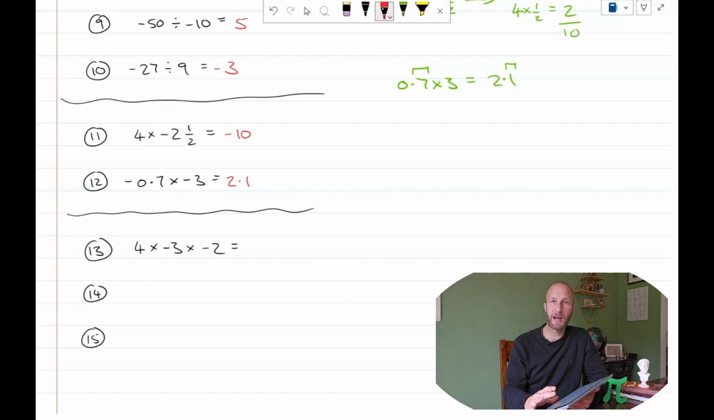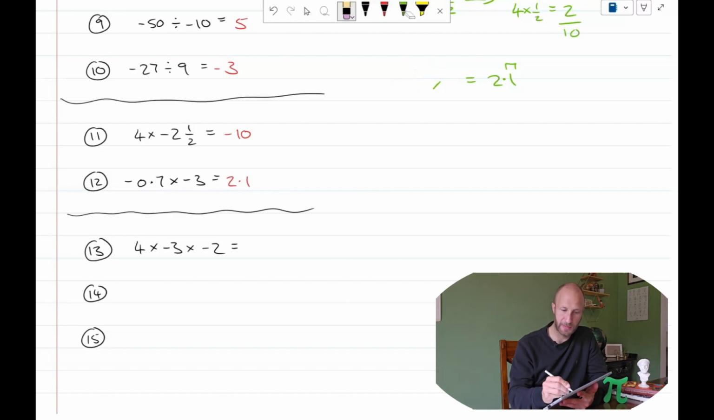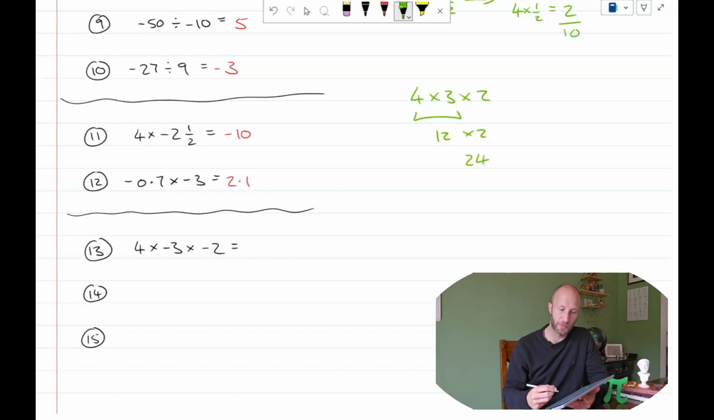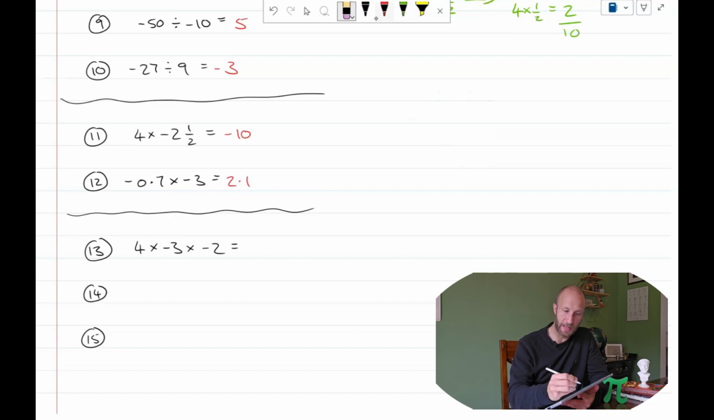And either you can treat this separately like you would do 4 times 3 times 2. If we're doing 4 times 3 times 2, we probably think I'll do the 4 times 3 first is 12, and then times the 2 afterwards and get 24, which is absolutely fine. With the different signs, you can do it exactly like that, or you can think about the signs as a whole from the start.